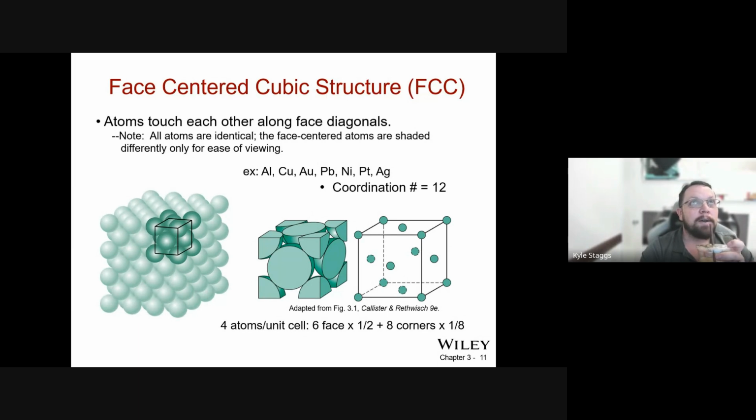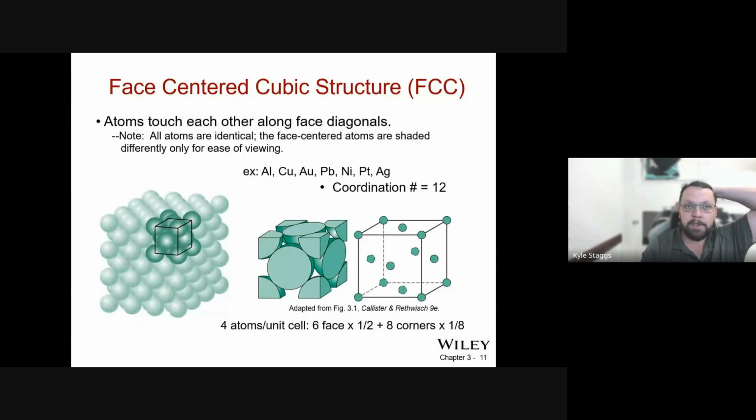All right, face-centered cubic is also a very important structure type. This is a little bit more dense still, and is part of why these are such good examples of conductors, electrical conductors specifically. So aluminum, copper, gold, lead, nickel, platinum, silver, these are examples. They have a coordination number of 12, so many, many more individual atoms that are associated.